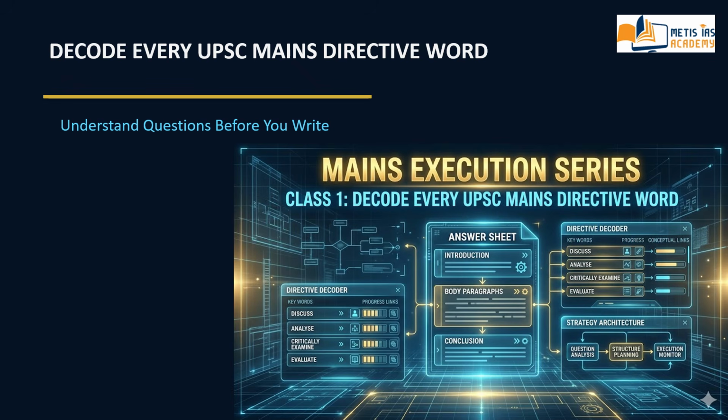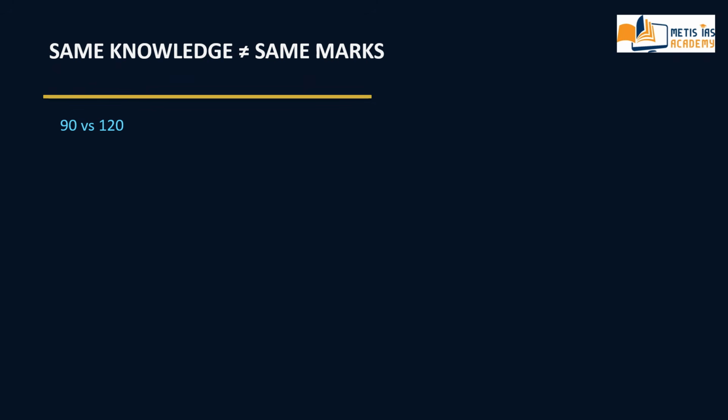When two students study the same topic, same notes, same coaching, and same previous year questions, yet one gets 90 marks and another gets 120 marks. Why? What is the reason behind that? Because mains is not only testing knowledge, it is testing execution. And execution starts before writing.